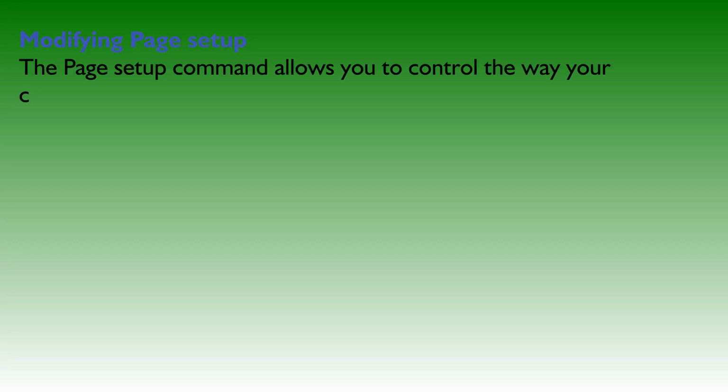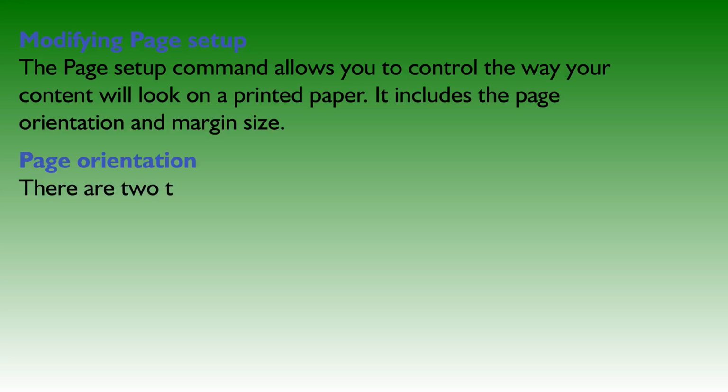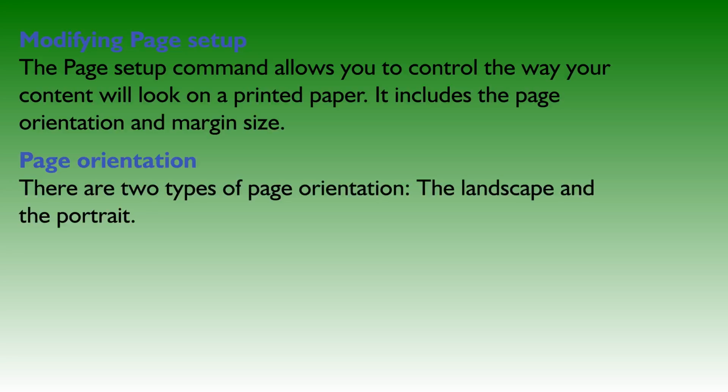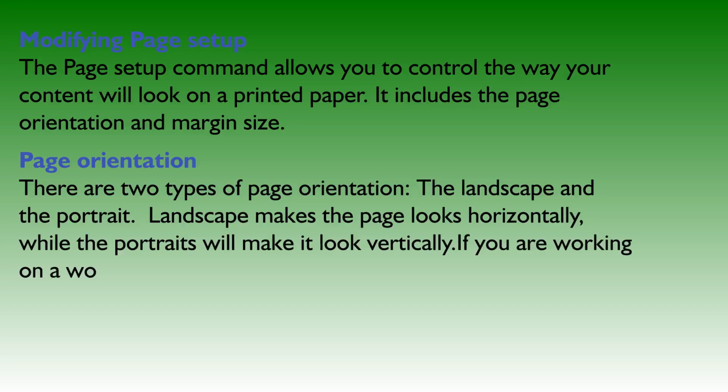Modifying page setup. The page setup command allows you to control the way your content will look on printed paper. It includes the page orientation and the margin size. Page orientation. There are two types of page orientation, the landscape and the portrait. The landscape orientation causes the page to look horizontal, while the portrait will make it look vertical.